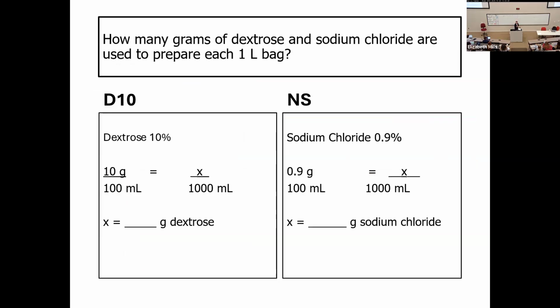We're going to start off with a little practice review. On this problem, we're looking at how many grams of dextrose and sodium chloride are used to prepare each of these 1 liter bags. I went ahead and set it up for you, just to remind you that we're using ratio and proportion for a lot of these. If you see D10 or D10W, that's dextrose 10% in water. Normal saline is our sodium chloride, and it's 0.9%.